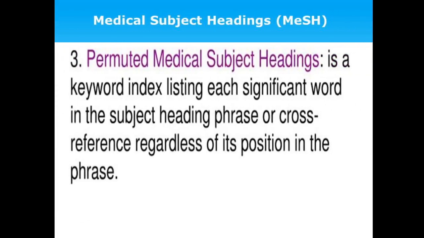Fine. So the third is permuted Medical Subject Headings. It is a keyword index listing each significant word in the subject heading, phrase or cross reference, regardless of its position in the phrase. It is a keyword index where it lists each important keyword in the subject heading regardless of its position. So this is permuted subject headings. These are the three volumes of MeSH, Medical Subject Headings.